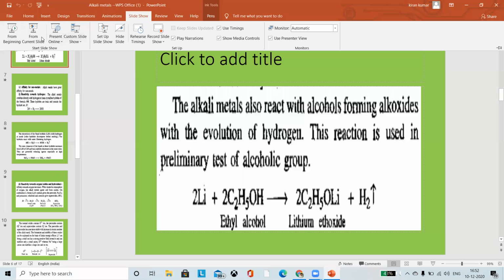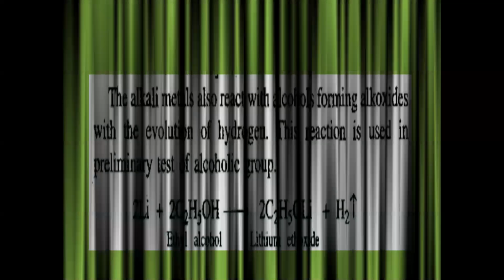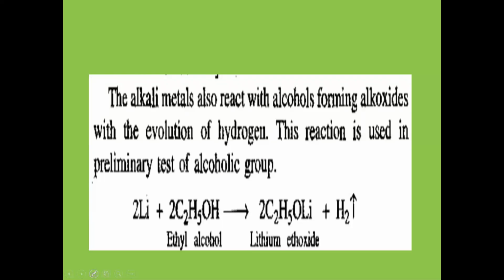It is the reaction of lithium with ethyl alcohol. Ethyl alcohol is C2H5OH, an alcohol. It gives C2H5O minus and H plus. The C2H5O minus ion is called the ethoxide ion. So C2H5O minus Li plus, lithium ethoxide, is the compound produced here along with the release of hydrogen gas. This was discussed yesterday.